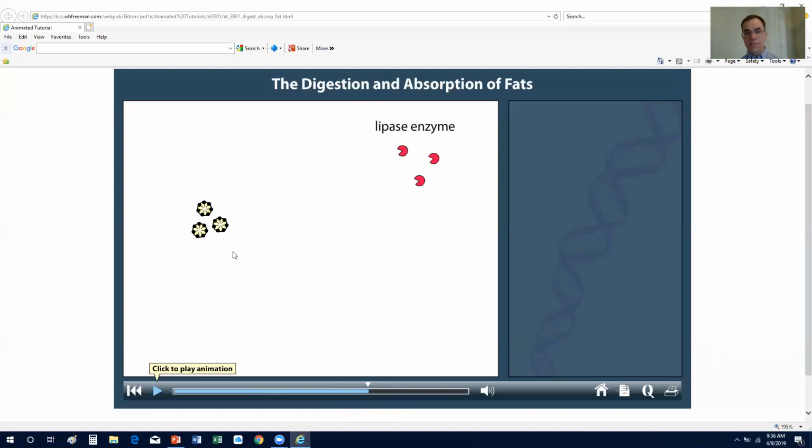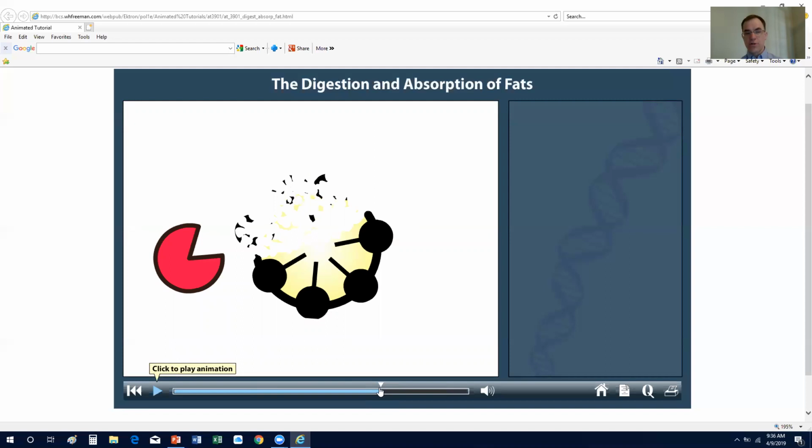Again, this is a formation where you have the bile wrapped around the lipids, and that's called a micelle. So here's the micelle, and the lipase will come in and chew it apart. By doing so, it breaks that triglyceride down into the monoglyceride and free fatty acids, as we depicted previously.